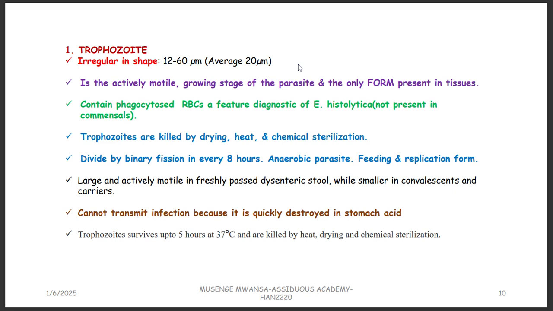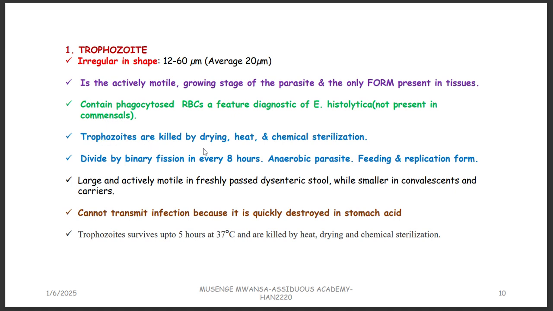You will not see the cyst in the tissue. The trophozoite of Entamoeba histolytica, remember, as we said, contains phagocytosed red blood cells, and this is actually a diagnostic feature for Entamoeba histolytica. We said that this feature is not present in commensals like Entamoeba dispar, which are not able to penetrate, which are not invasive.